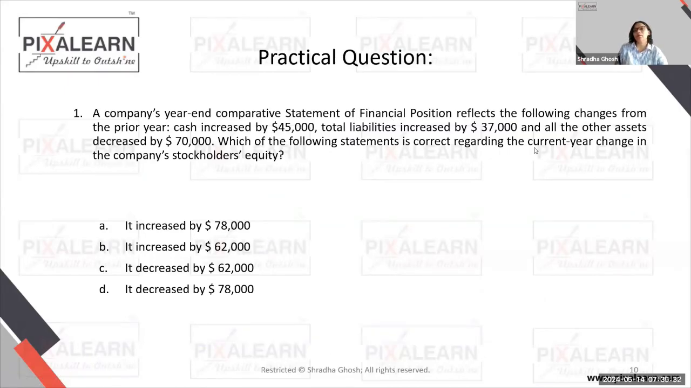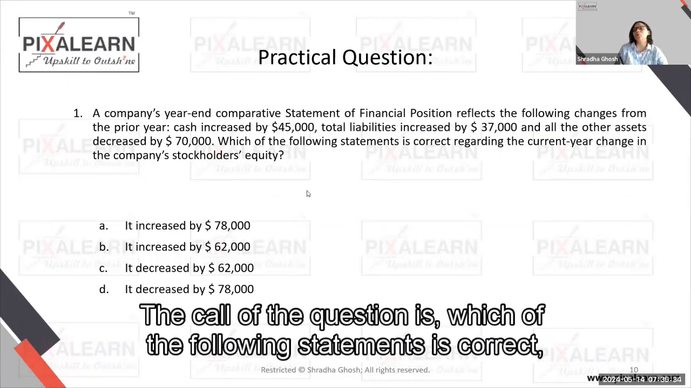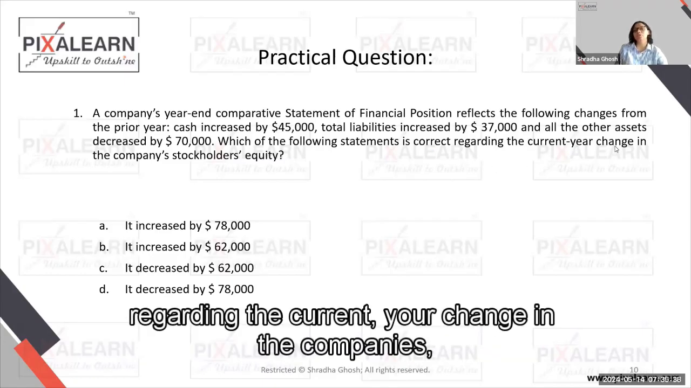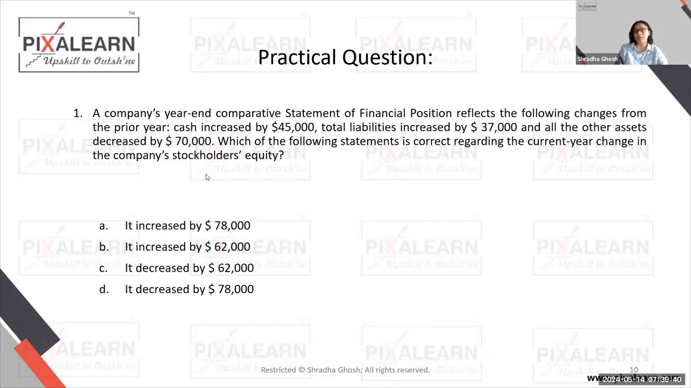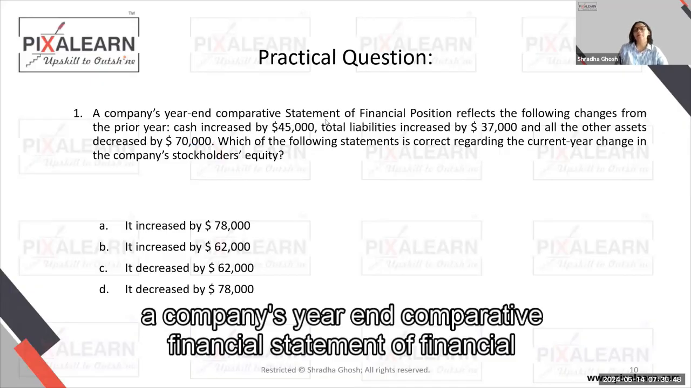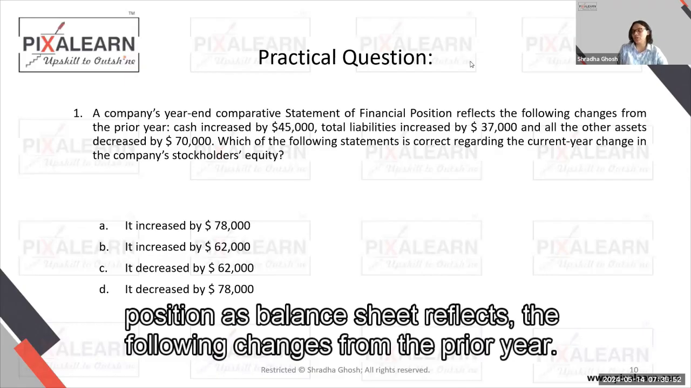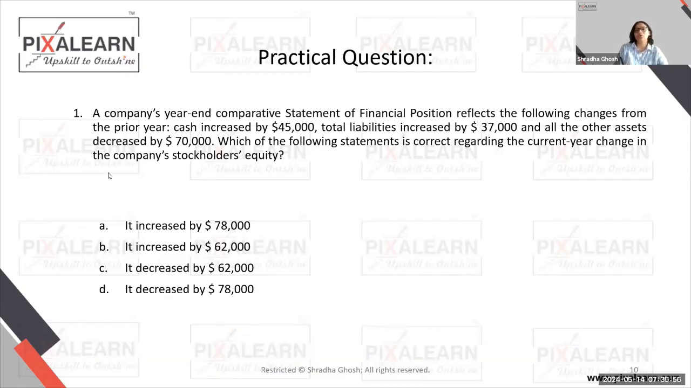The call of the question is: which of the following statements is correct regarding the current year change in the company's stockholders' equity? A company's year-end comparative financial statement of financial position, that's the balance sheet, reflects the following changes from the prior year. So what has happened?